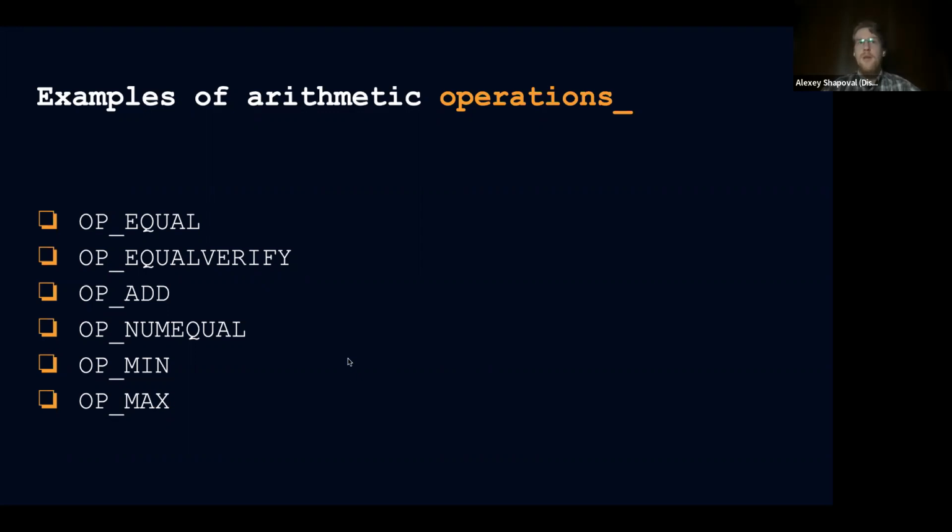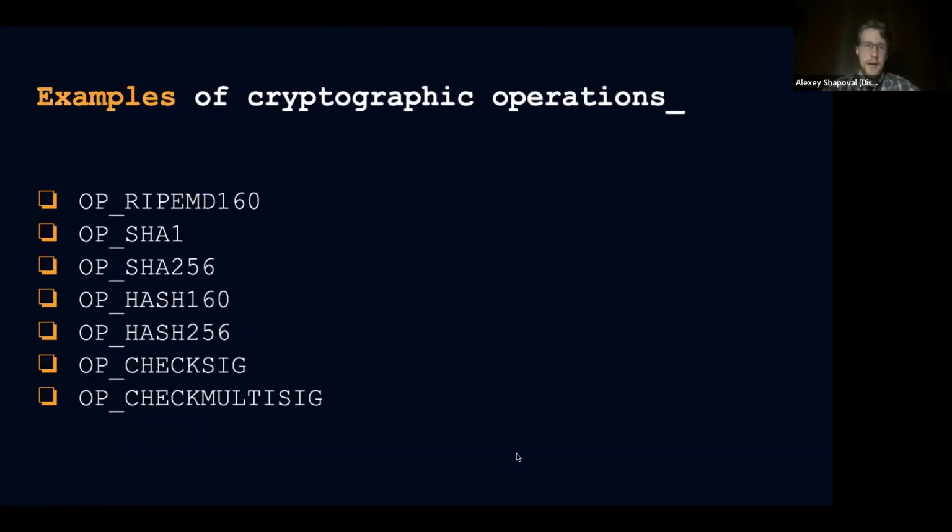So OP_EQUAL returns true and puts it in the stack if two top elements of the stack are equal. OP_EQUALVERIFY is the same, but in case when the condition is false, it breaks out of the code. So it does not put false in the stack, it breaks out of the code. OP_ADD is addition. OP_NUMEQUAL is the same as OP_EQUAL, but for numbers. OP_MIN and OP_MAX find the minimum and the maximum value in the stack respectively.